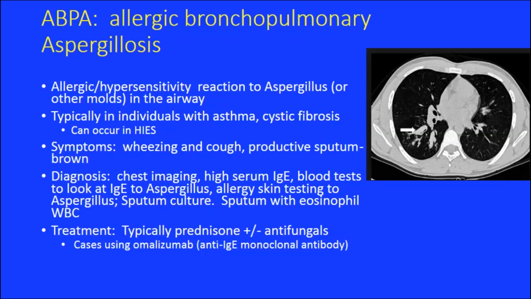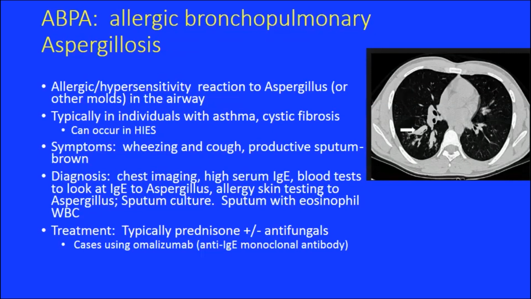So this usually happens in people with asthma and cystic fibrosis. Also, we can see this in hyper-IgE syndromes. The symptoms usually are wheezing and cough, and you can have productive sputum. Usually it looks kind of brown, as if you had little mold spores in there. The diagnosis usually is with a consistent chest CT and then high serum IgE. This makes it really hard in hyper-IgE syndromes to actually make this diagnosis.